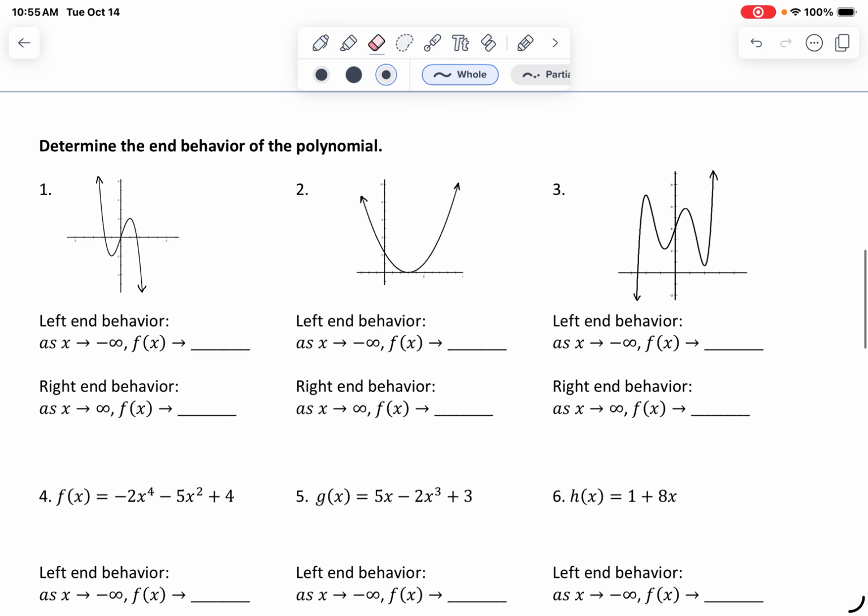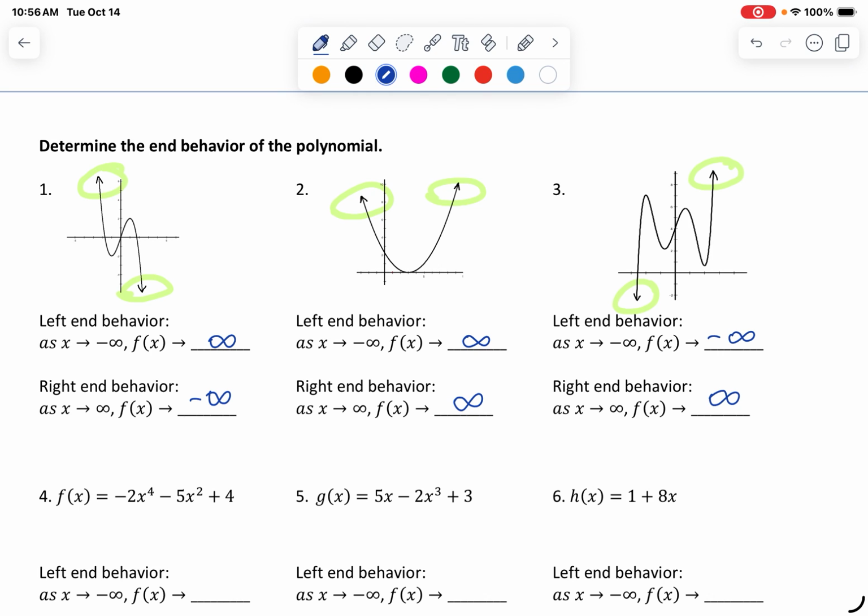All right, so let's see if we can do end behavior for these 6 right here. To determine the end behavior of the polynomial function, this is straightforward. This is just making sure you understood what I was saying. This says as you look left, there's an arrow pointing up, so that's positive infinity. As you look right, there's an arrow pointing down, so that's negative infinity. Next, as you look left, arrow pointing up. As you look right, arrow pointing up. This is positive infinity and positive infinity. This one, as you look left, arrow pointing down. As you look right, arrow pointing up. So this is negative infinity, positive infinity.